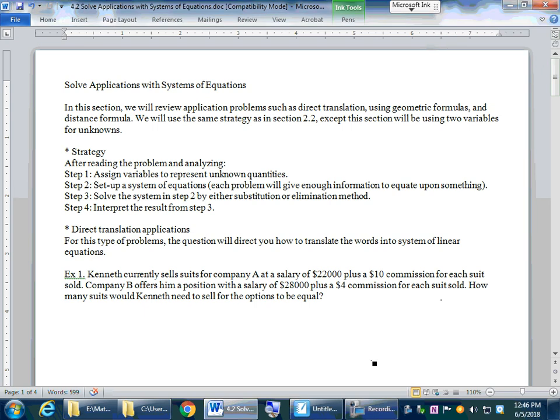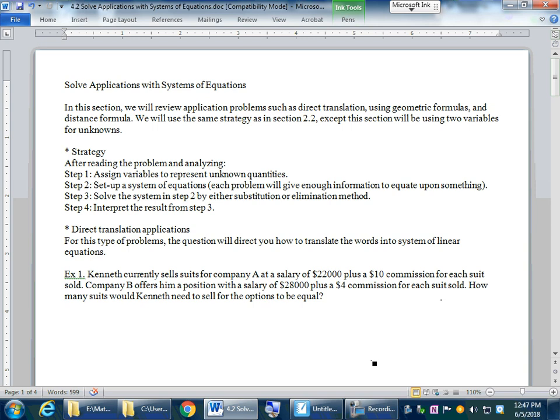4.2 Solving applications with system of equations. Back in 2.2 we solved linear equations type of problems, and in that session we used only one equation. Some of the problems can be solved with one variable, and some with two variables. So in this session we will mainly focus on using two variables for the unknowns and setting up a system of equations to solve.